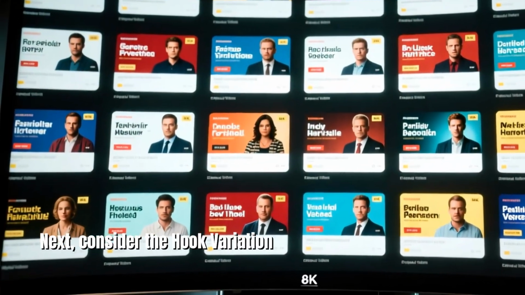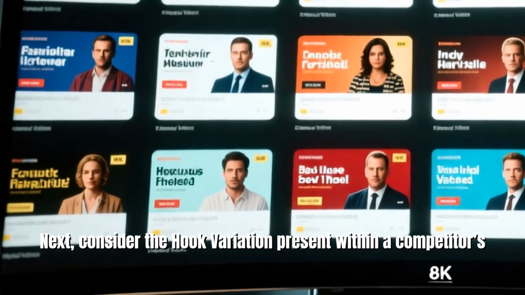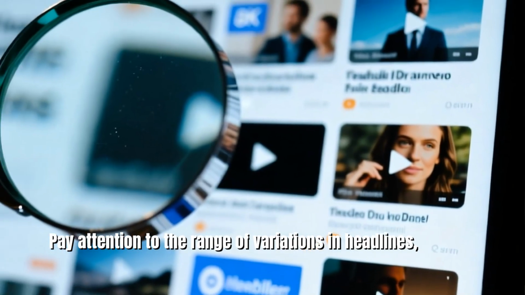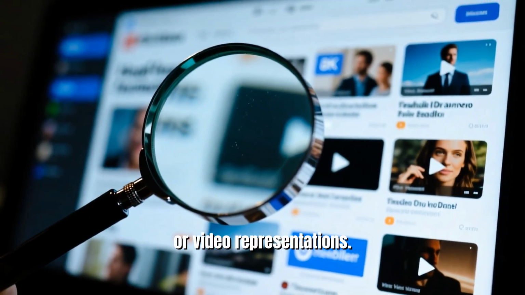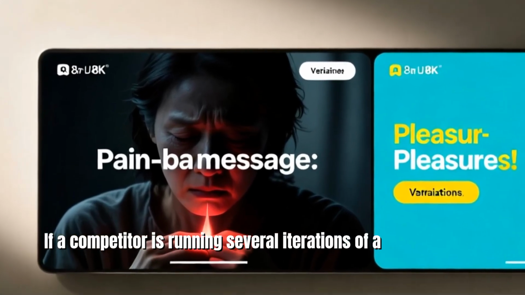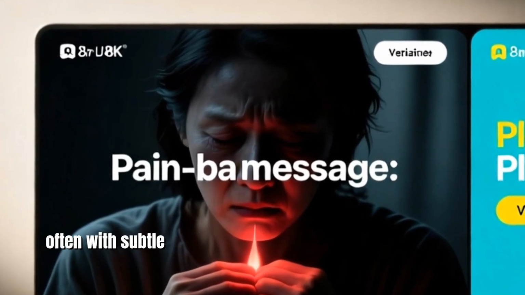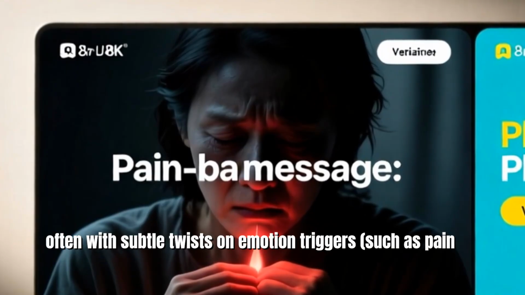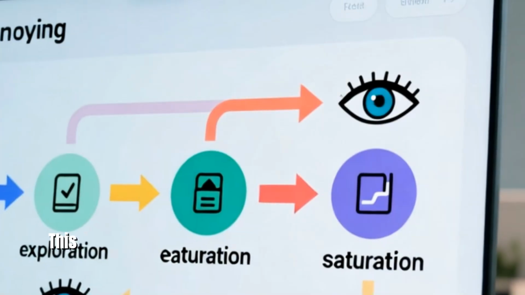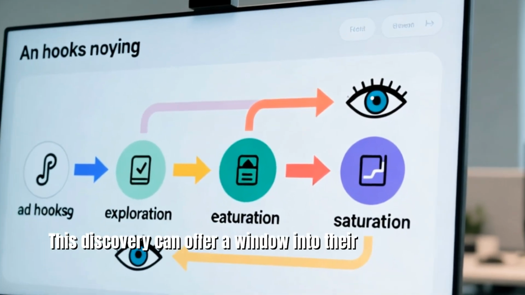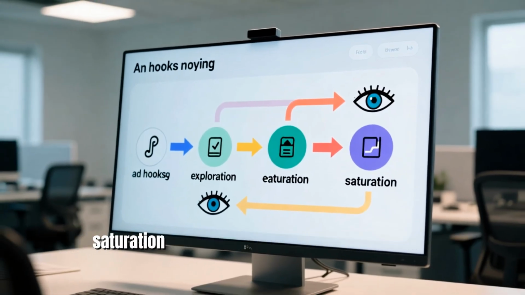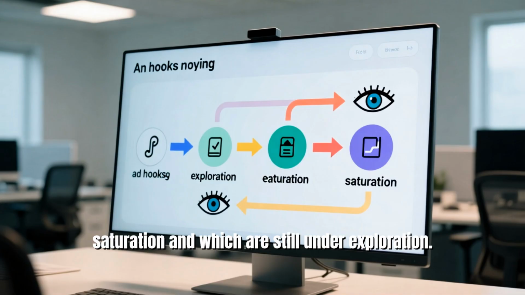Next, consider the hook variation present within a competitor's ad set. Pay attention to the range of variations in headlines, visuals, or video representations. If a competitor is running several iterations of a single theme, often with subtle twists on emotion triggers, such as pain versus pleasure, they're actively engaged in optimization. This discovery can offer a window into their experimentation cycle, revealing what hooks may be heading toward market saturation and which are still under exploration.